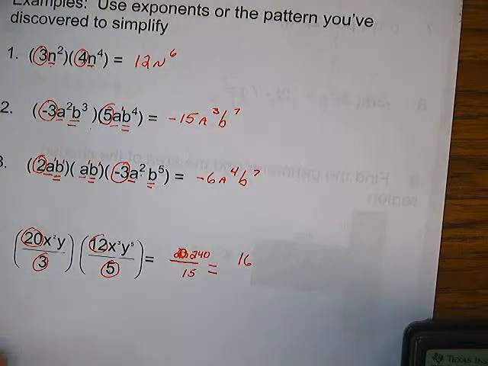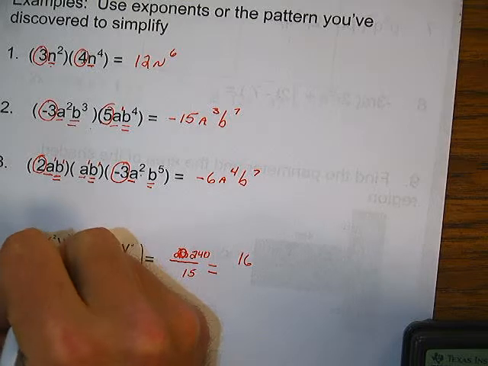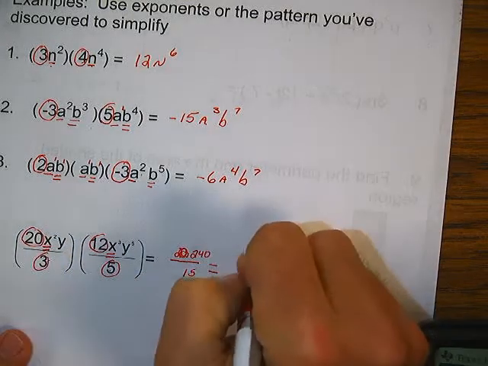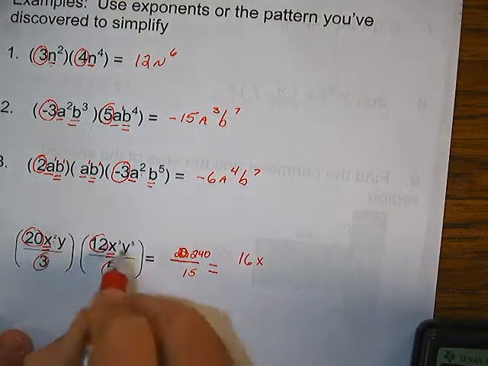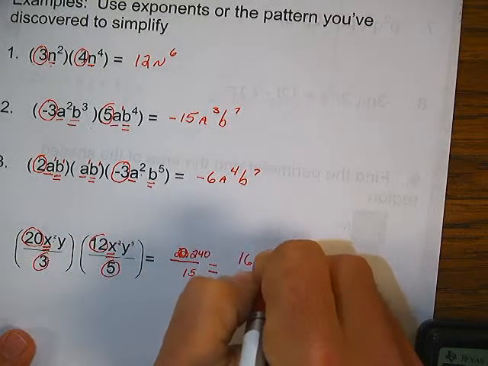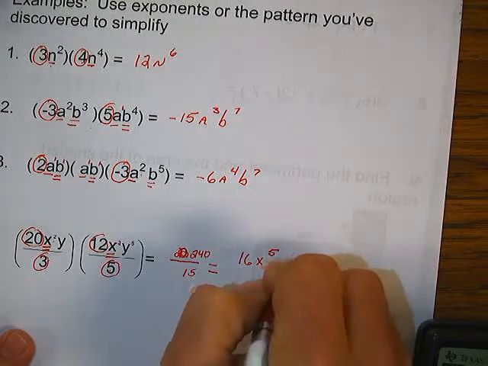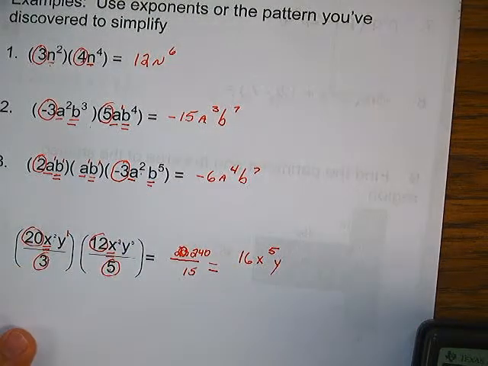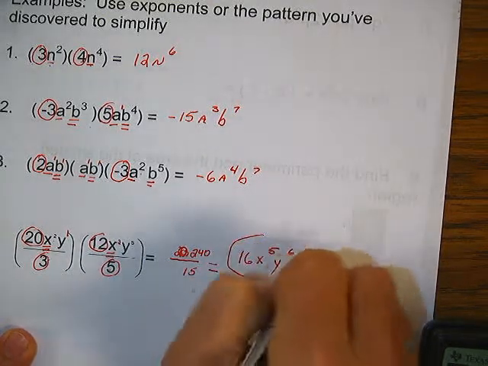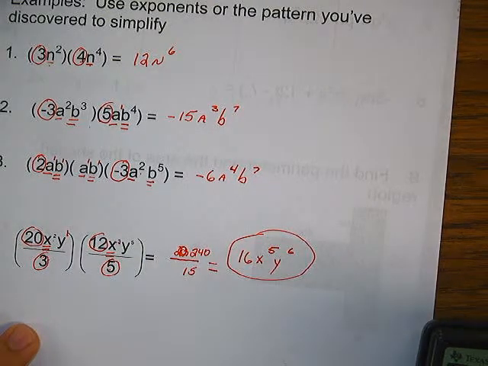Now let's deal with the like bases. We have x. x is the first like base. We have 2 there, 3 there. Add the exponents. That would be x to the 5th. Y. We have 1 here and 5 there. Add the exponents. 5 plus 1 is 6. So you have 16, x to the 5th, y to the 6th.